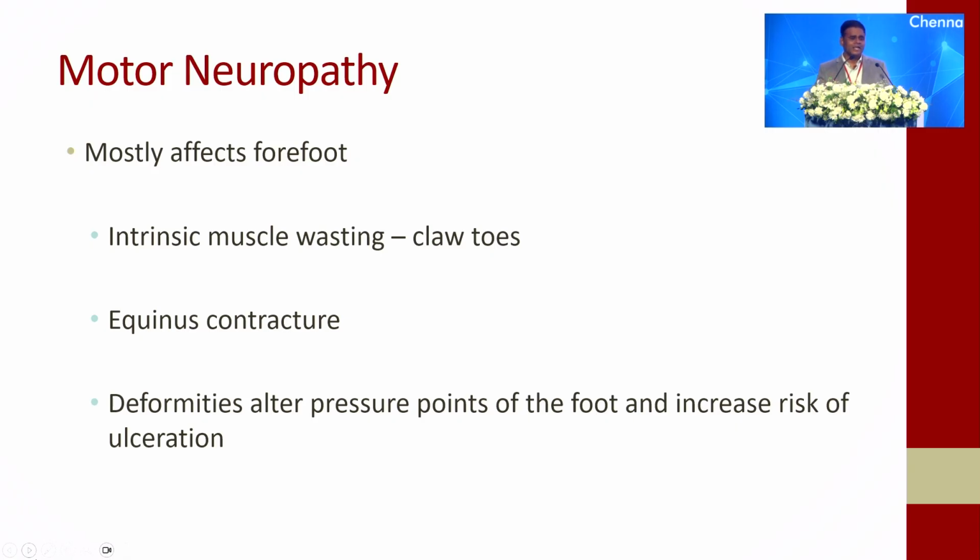Then the second one is motor neuropathy, which mostly affects the forefoot. There is intrinsic muscle wasting and development of claw toes. It's the earliest sign, along with equinus contractions. So it all changes the mechanism of foot offloading. These deformities will alter the pressure points of the foot and increase ulceration. Even a homemaker, if she simply stands in the kitchen for more than 30-40 minutes with this kind of deformed foot, may have the chance of developing pre-ulcers followed by diabetic foot ulcers.